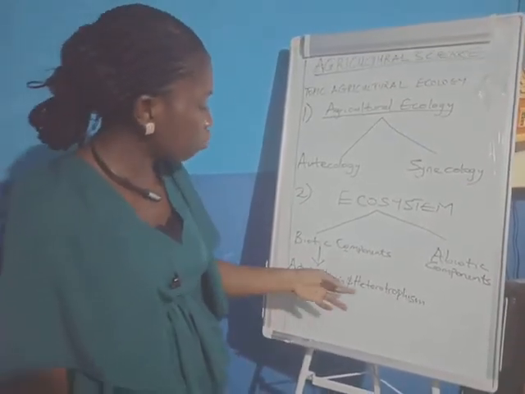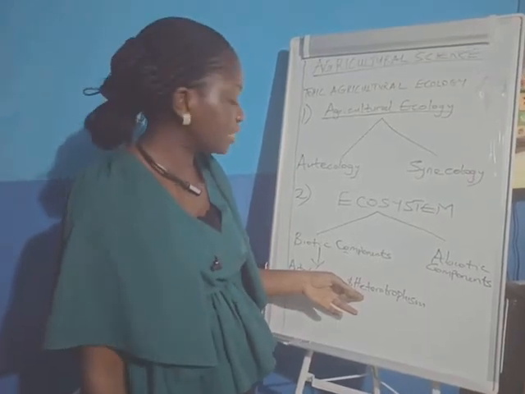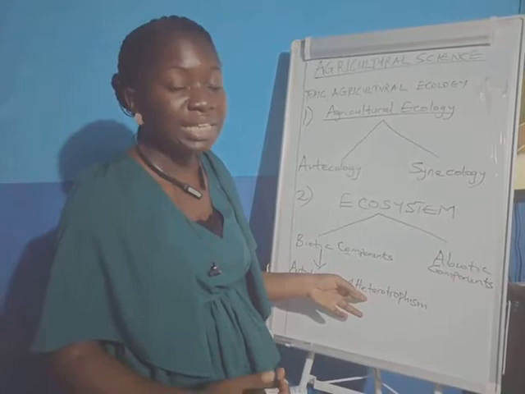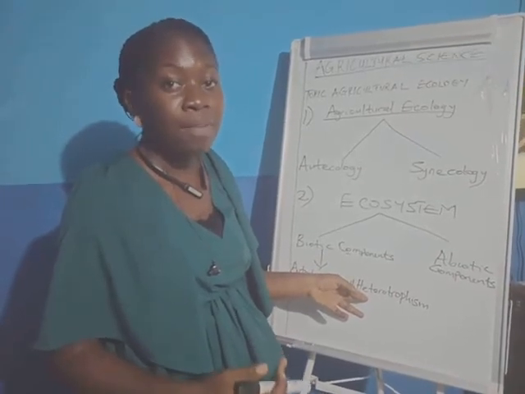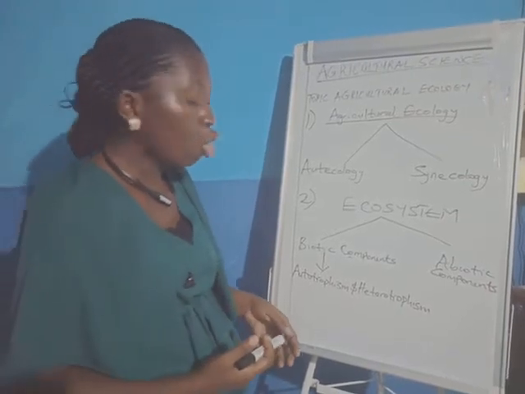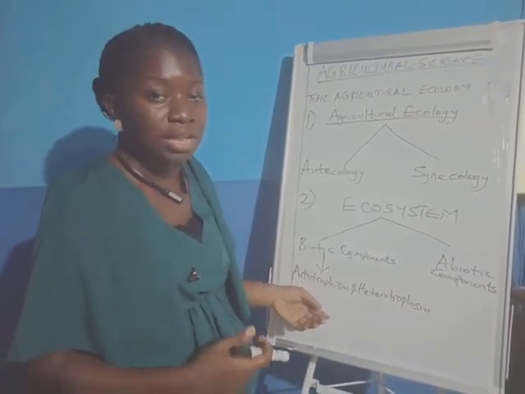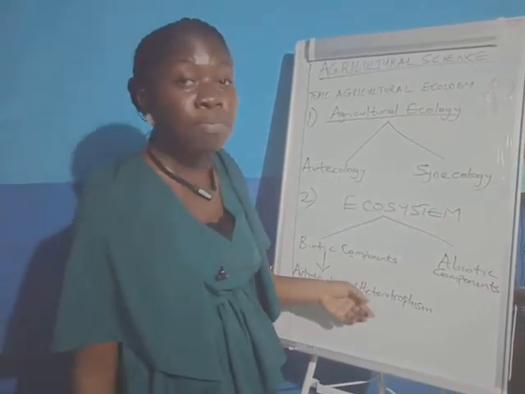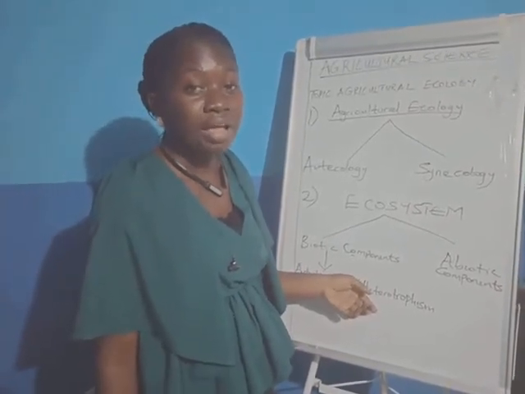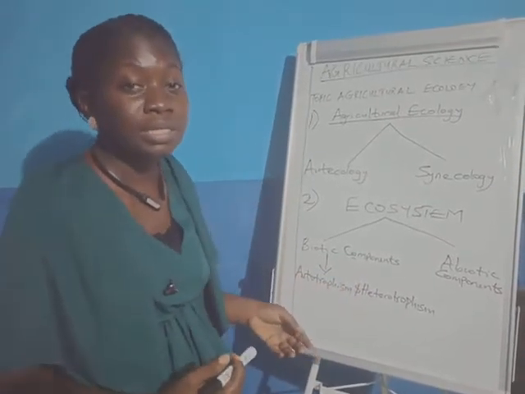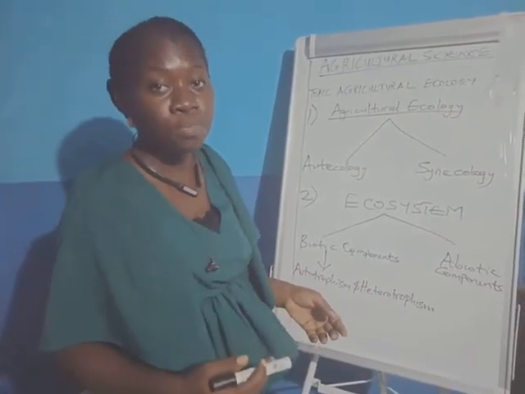Then we have heterotrophism. They are mainly farm animals, heterotrophs. They are farm animals that depend directly or indirectly on plants. An example of farm animals are cattle, sheep, goats.